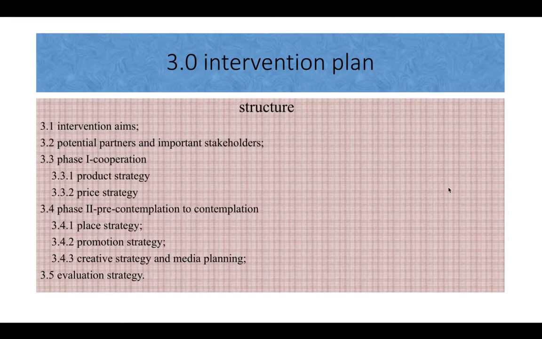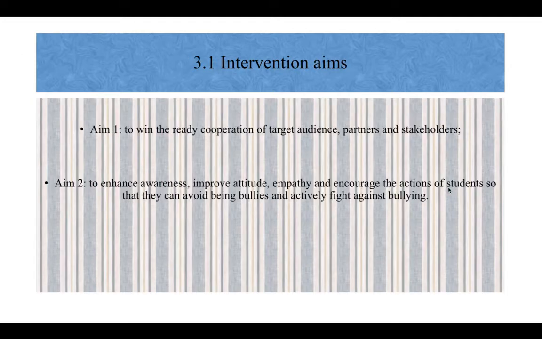Okay, and the next is the intervention plan, and here is the structure. The intervention plan aims to win the ready cooperation of the target audience, partners, and stakeholders, and it also aims to enhance awareness, improve attitude and empathy, and encourage the actions of students so that they can avoid being bullied and actively fight against bullying.